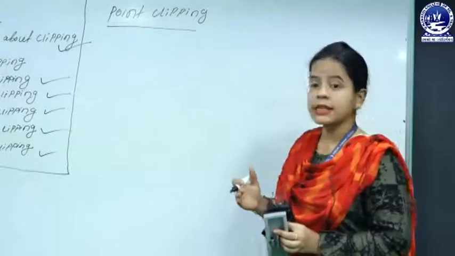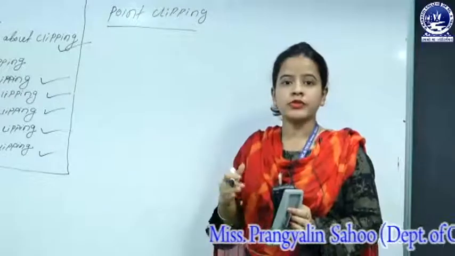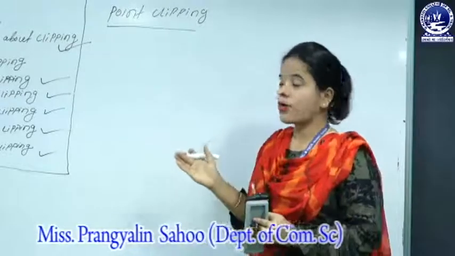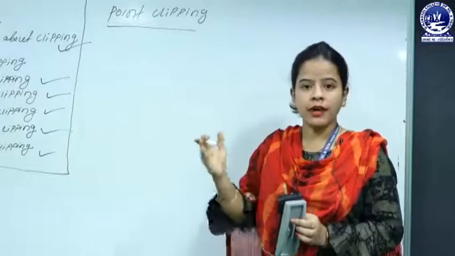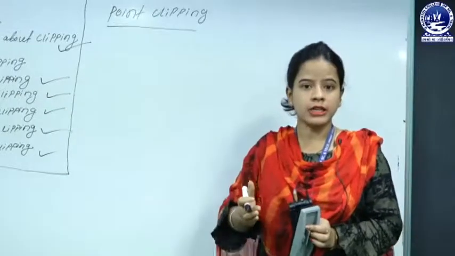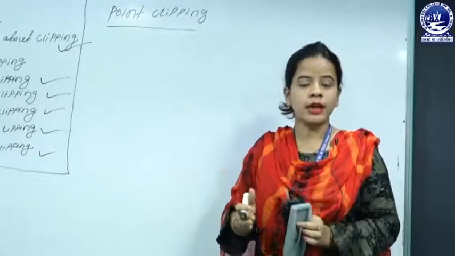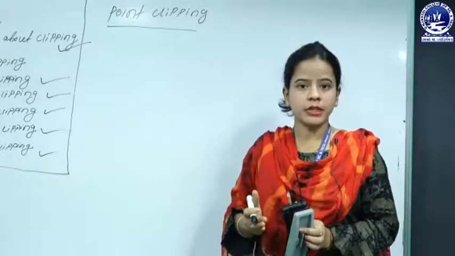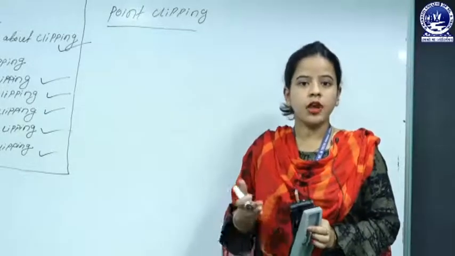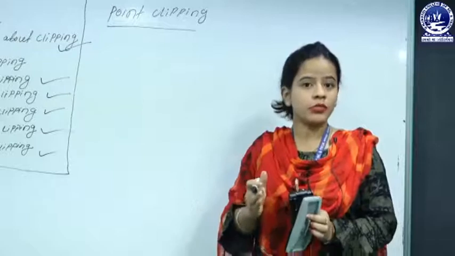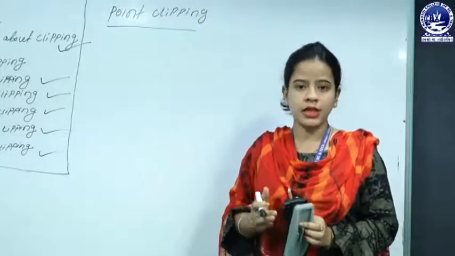So now the question arises, what is point clipping? We have to check whether the given points provided by the user are available in the space of interest, inside the clipping window, or not. That means the point is either inside the clipping window region or outside. If it is present inside the clipping window, it is accepted, otherwise it is rejected.